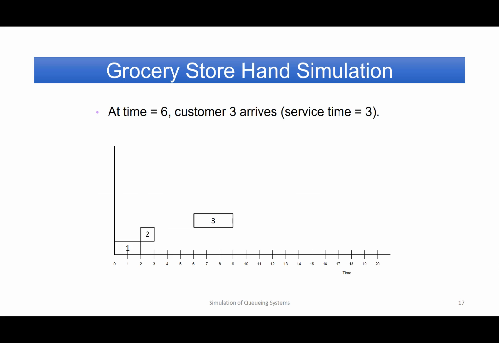At time 6, the third customer arrives. In this case, the third customer had a service time of 3. Note that unlike the first 2 steps, there is a wait time between service to customer 2 and customer 3. You can see there's a gap of 3, which means that's how long the server had to wait for the next customer.